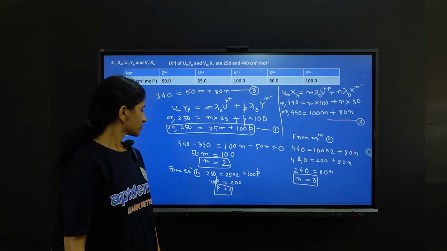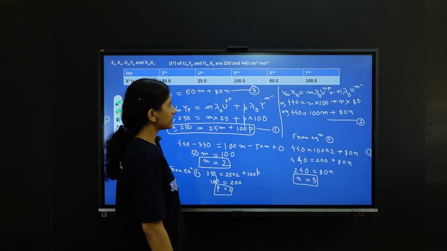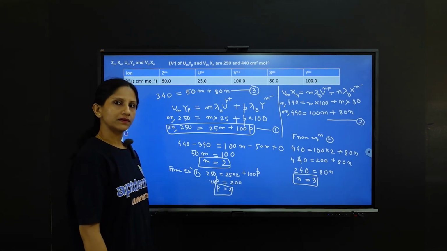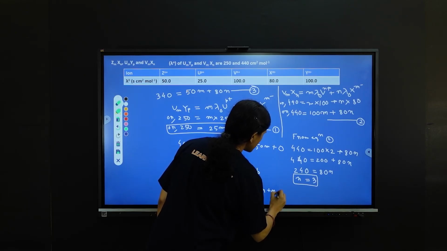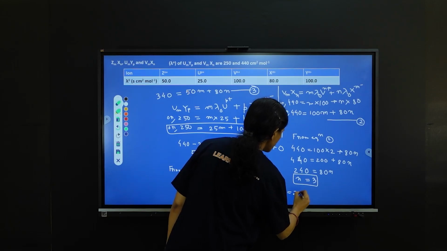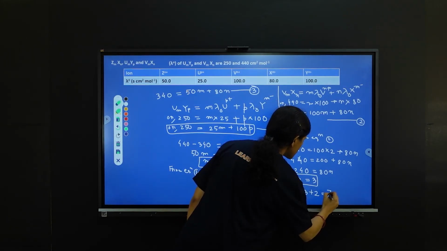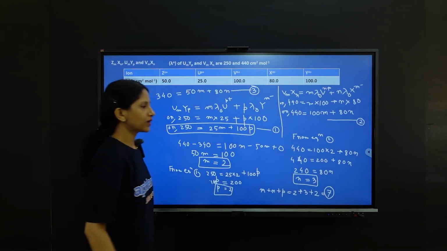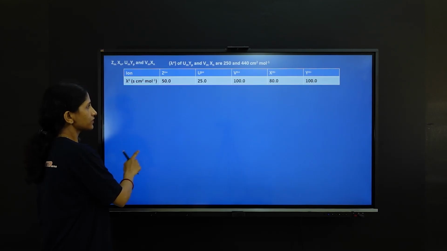So now that we have the values of m, n and p, we can easily calculate the value of m plus n plus p. So m plus n plus p is equal to 2 plus 3 plus 2, which is equal to 7. So this is what they have asked to calculate. I hope you have understood.